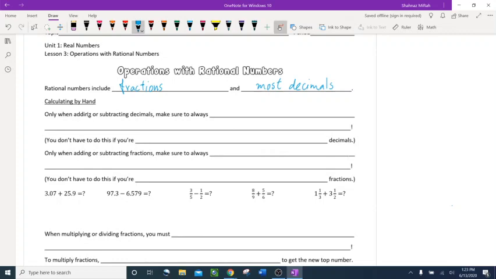Okay, let's do calculating by hand, and then we will use a calculator obviously. Only when adding or subtracting decimals, make sure to always line up the decimal points. You don't have to do this if you are multiplying or dividing.